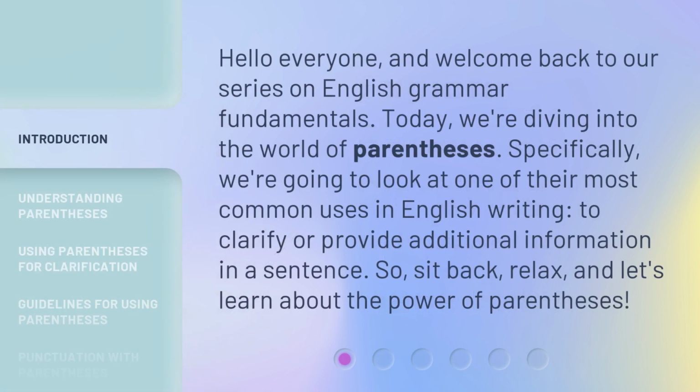Hello everyone, and welcome back to our series on English Grammar Fundamentals. Today, we're diving into the world of parentheses. Specifically, we're going to look at one of their most common uses in English writing: to clarify or provide additional information in a sentence. So, sit back, relax, and let's learn about the power of parentheses.